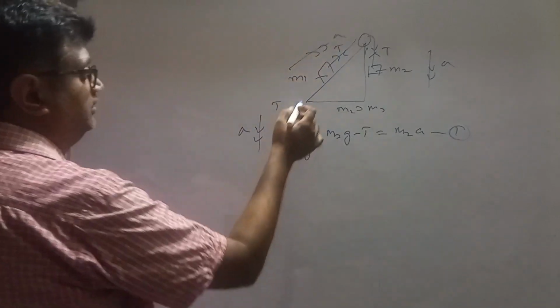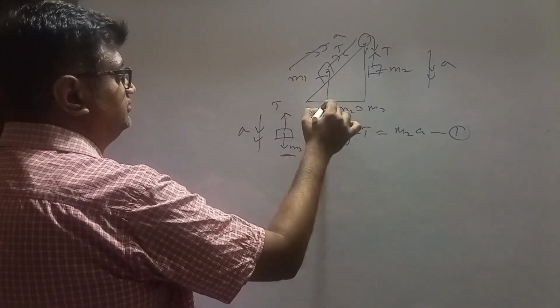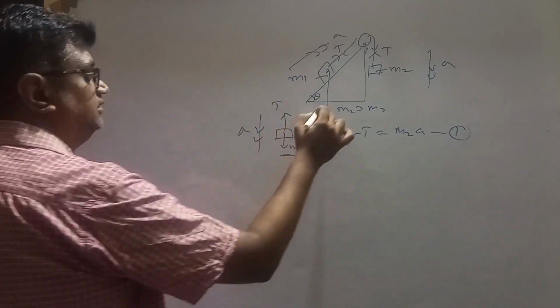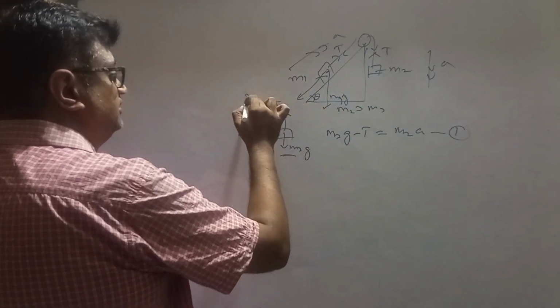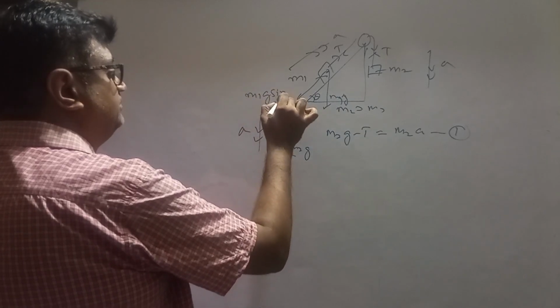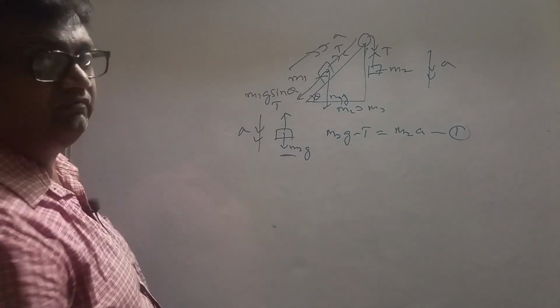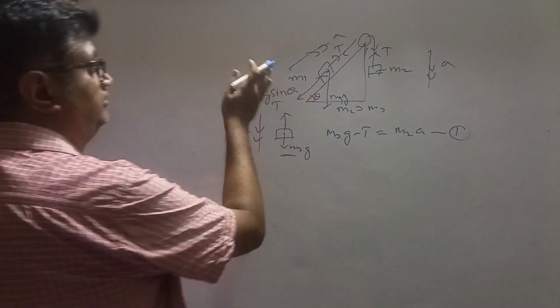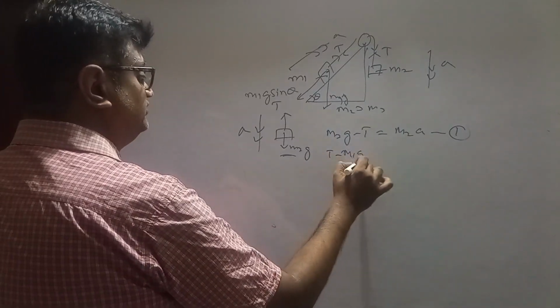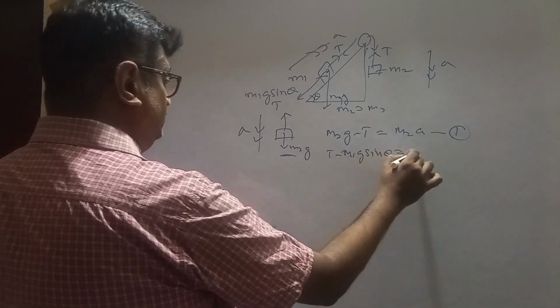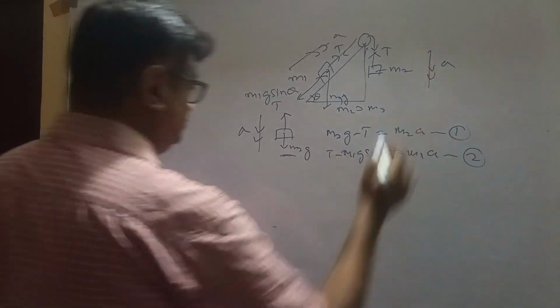And about here, you have to consider the components now, because let us say this angle is theta. So this is M1G. In this direction, M1G sin theta will be acting. So here we have to work with the components. Because it is going in this direction, the T force will be more than M1G sin theta, which is equal to M1 into A. This is my equation 2.